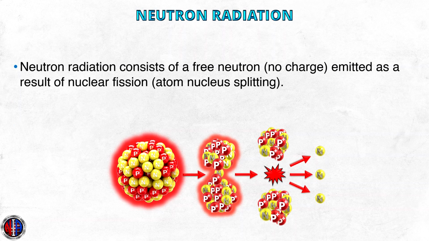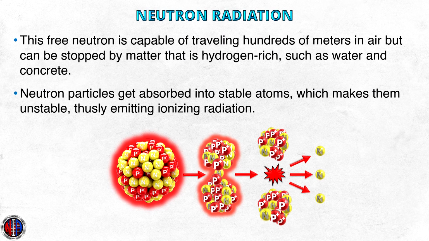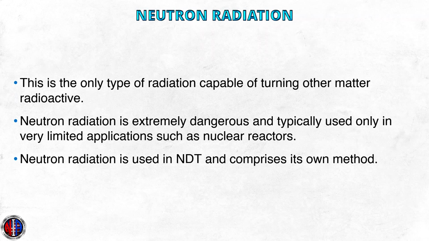Neutron particulate radiation. Neutron radiation consists of free neutrons, meaning they have no charge, emitted as a result of nuclear fission, where the atomic nucleus is splitting. These free neutrons are capable of traveling hundreds of meters in air, but can be stopped by matter that is hydrogen-rich, such as water and concrete. Neutron particles get absorbed into stable atoms, which makes them unstable, thusly emitting ionizing radiation. This is the only type of radiation capable of turning other matter radioactive.